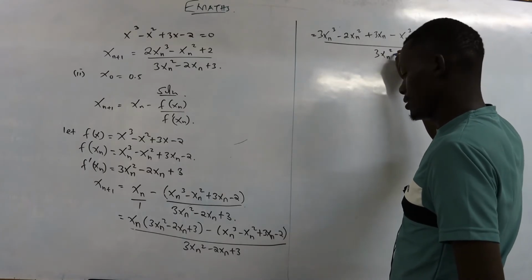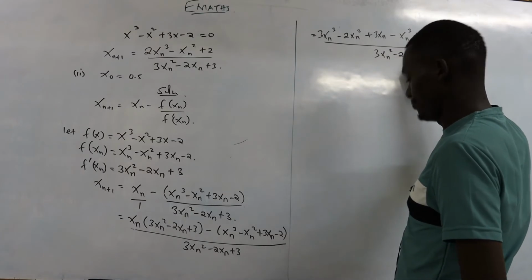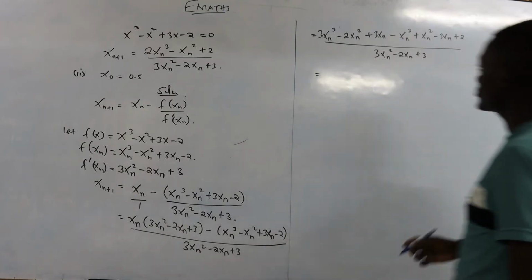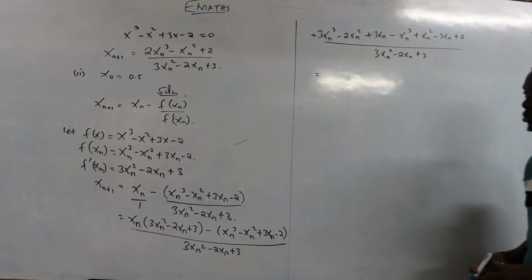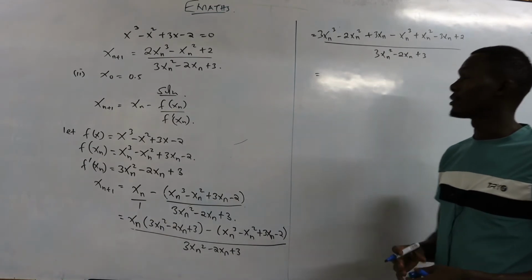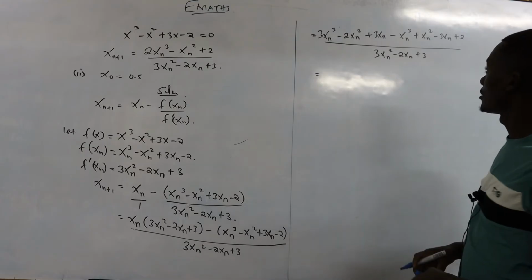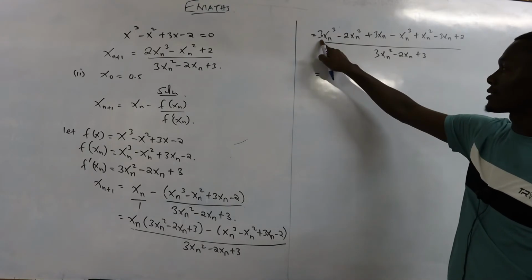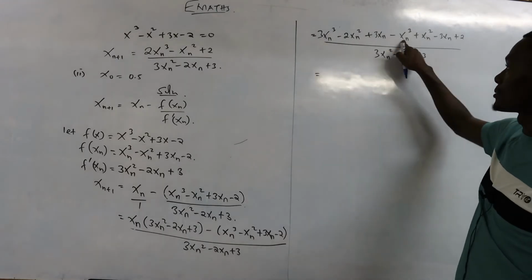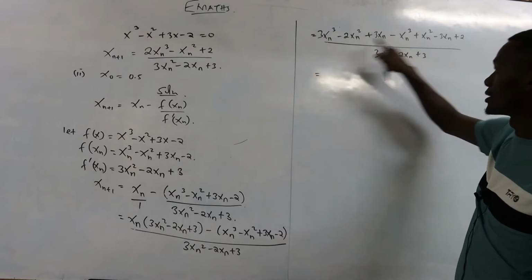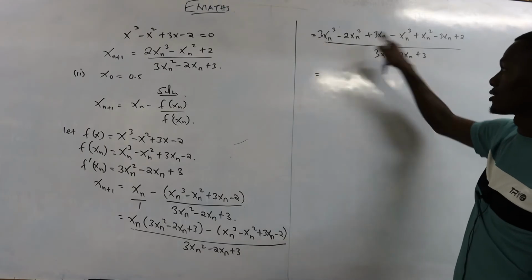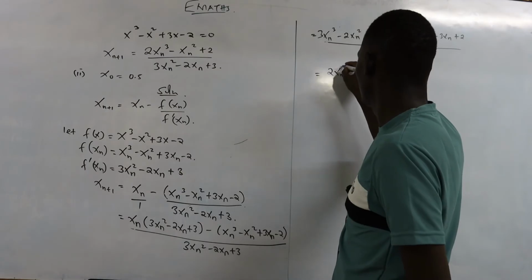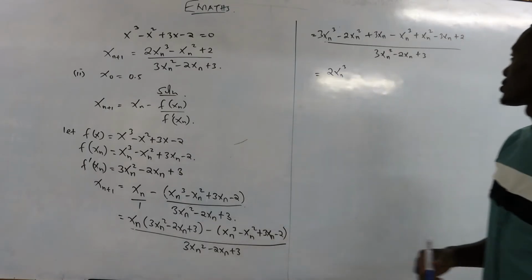3xn squared minus 2xn, then plus 3, equals to. Now collect like terms. So collect the terms that are cubic and the ones that are squared, and the one that has a variable xn only, and the one that is constant. So we have 3xn cubed, subtract xn cubed. So we have a cubed here and a cubed. So these ones are 3 and you have 1. So 3 minus 1 gives you 2. So 2xn cubed.